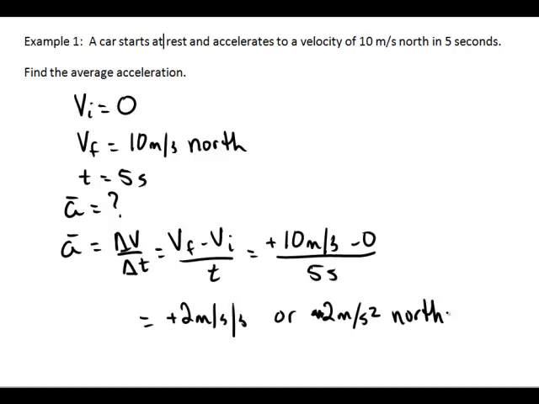Now if we think about what this plus 2 meters per second means, the velocity is changing by plus 2 meters per second every second that passes. So if it starts at rest, its initial velocity is 0. After 1 second it'd be going 2 meters per second. After 2 seconds, 4 meters per second. After 3 seconds, 6 meters per second, etc. So we get our final answer is 2 meters per second squared north.